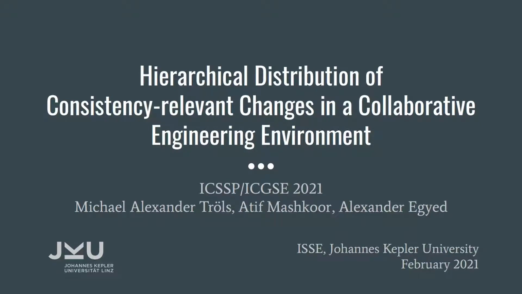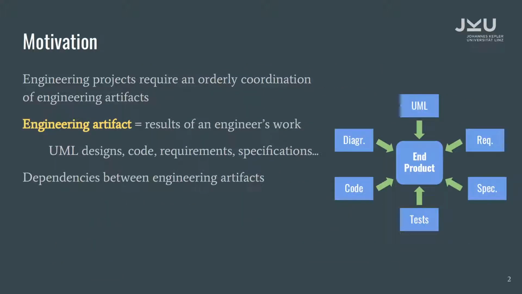I'm presenting hierarchical distribution of consistency-relevant changes in a collaborative engineering environment. As you know, engineering projects require an orderly coordination of engineering artifacts. An engineering artifact is nothing else but the result or byproduct of an engineer's work, so for example UML designs, code, requirements, specifications, and others.